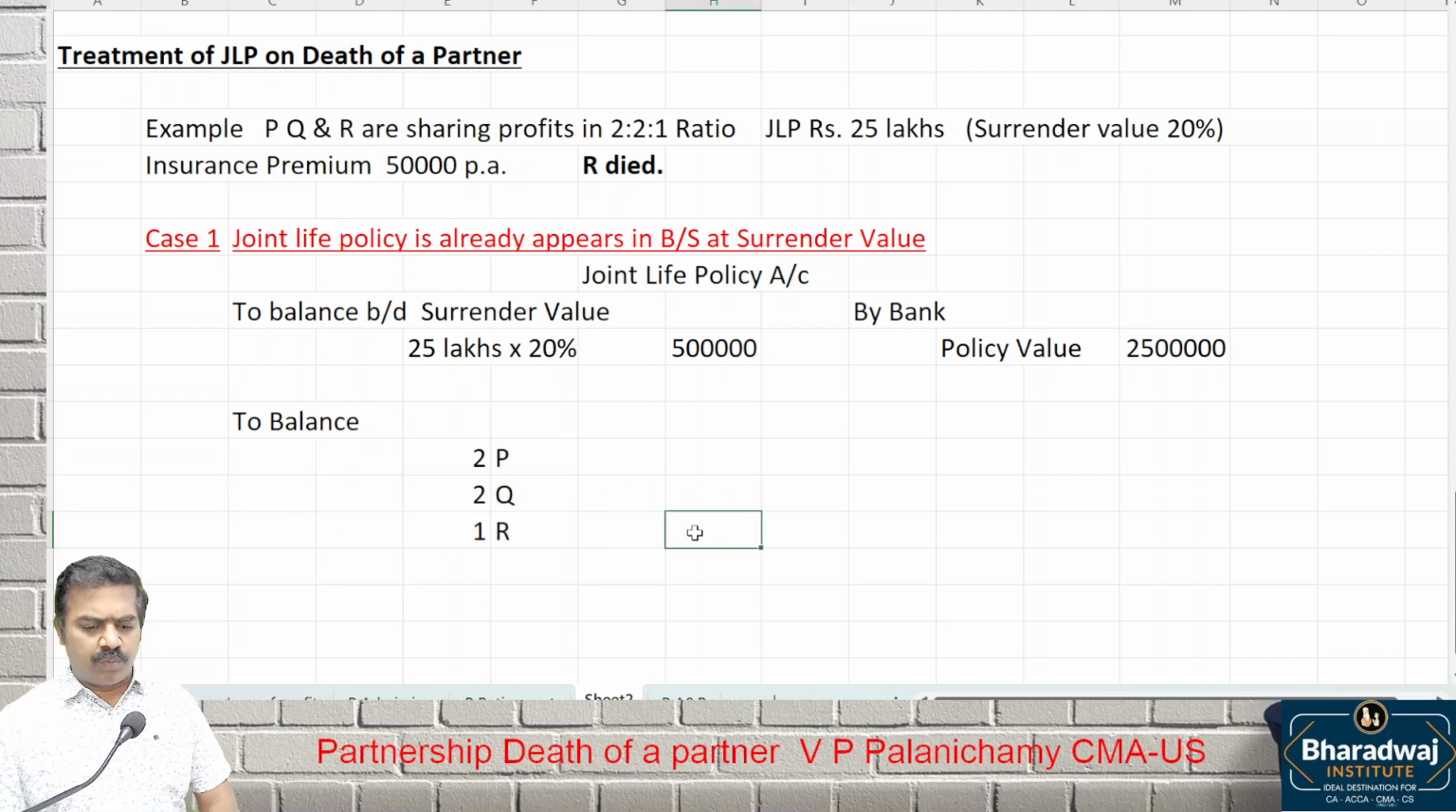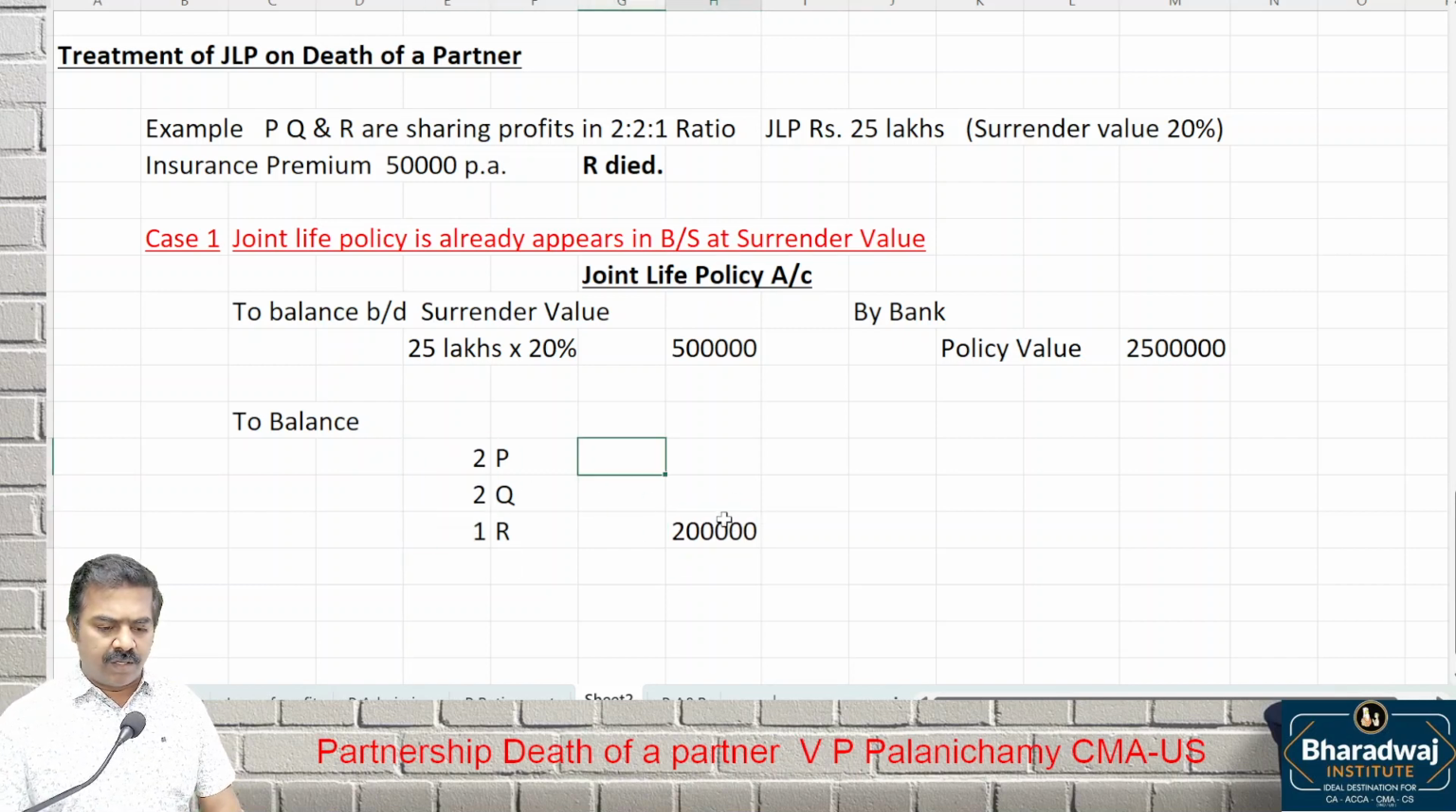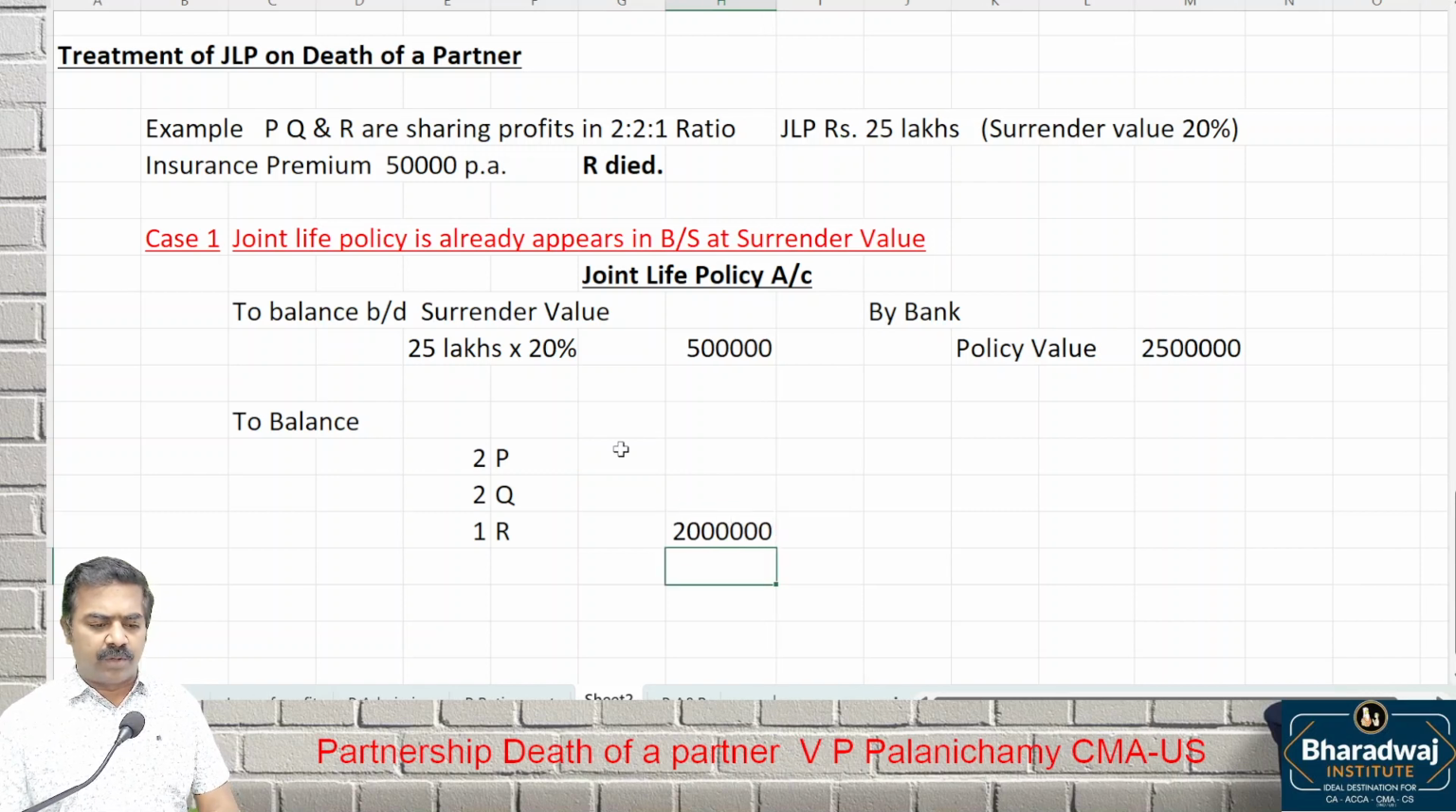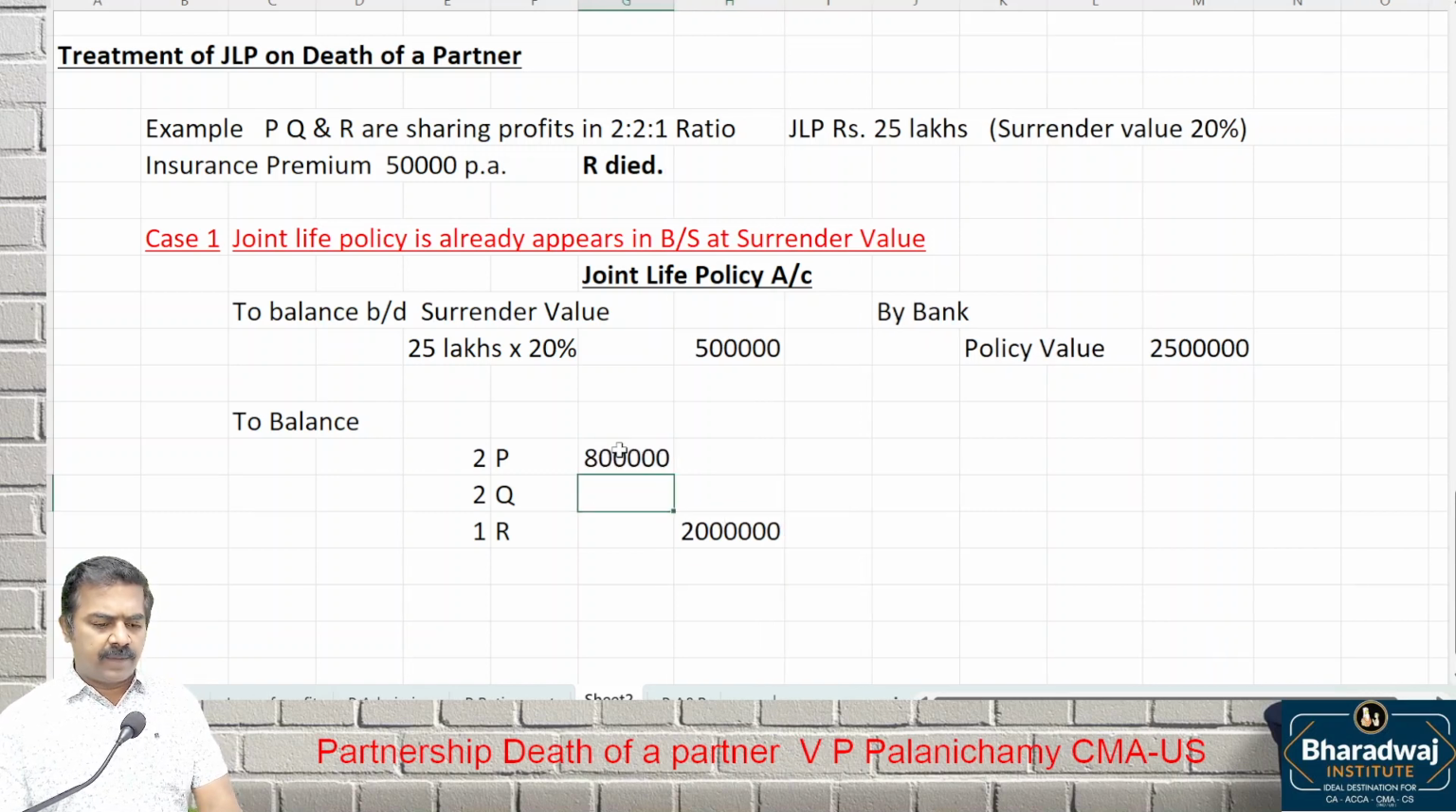Any surplus from the firm's asset will go to all partners in which ratio? Profit sharing ratio. What is the benefit? 25 lakhs we realized, already we recorded 5 lakhs. What is the balance? 20 lakhs. This 20 lakhs you will transfer in which ratio? 2:1. 20 lakhs in 2:1 is 8 lakhs and 4 lakhs.